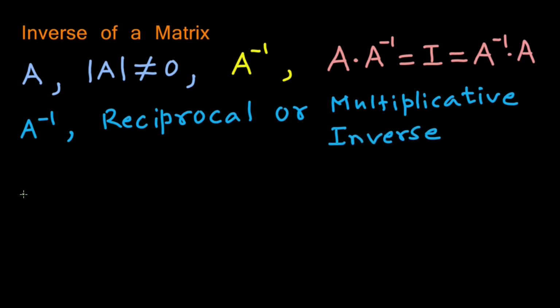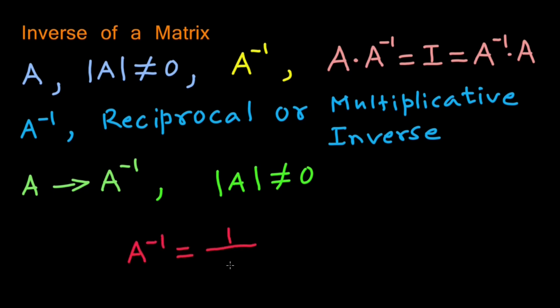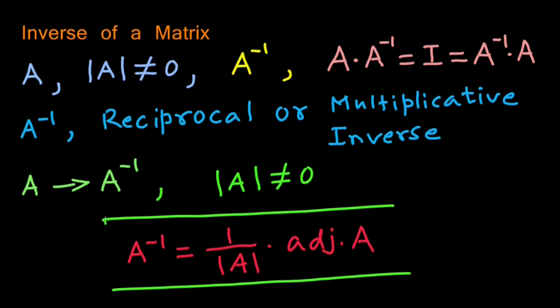The inverse of a matrix A is written as A to the power minus 1, and it is read as A inverse. For finding inverse of a matrix, it is a must that A should be a non-singular matrix, which means its determinant is not equal to 0. A inverse can be found out by a formula. A inverse equals 1 upon determinant of A multiplied by adjoint of A. So with the help of this formula, we can find inverse of any non-singular square matrix.